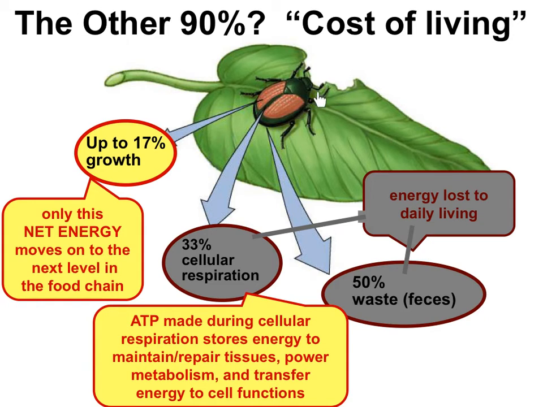This beetle gets its gross energy by eating the leaf. About 1/3 of that energy is used for cellular respiration. Cellular respiration makes ATP to do all of these functions essential for life. About half of the gross energy is lost as waste, poop, or heat. And then the remaining 17% of the energy that's left for growth, that's the net energy. This energy is the energy available for anything that eats the beetle.